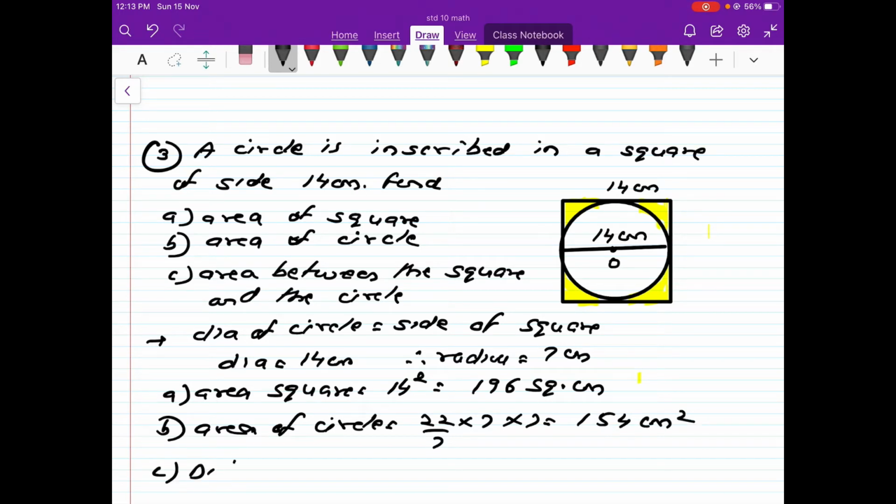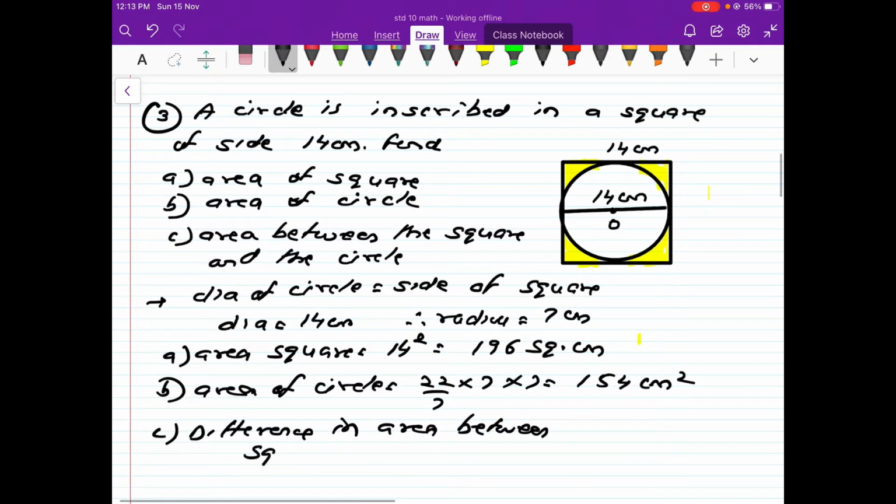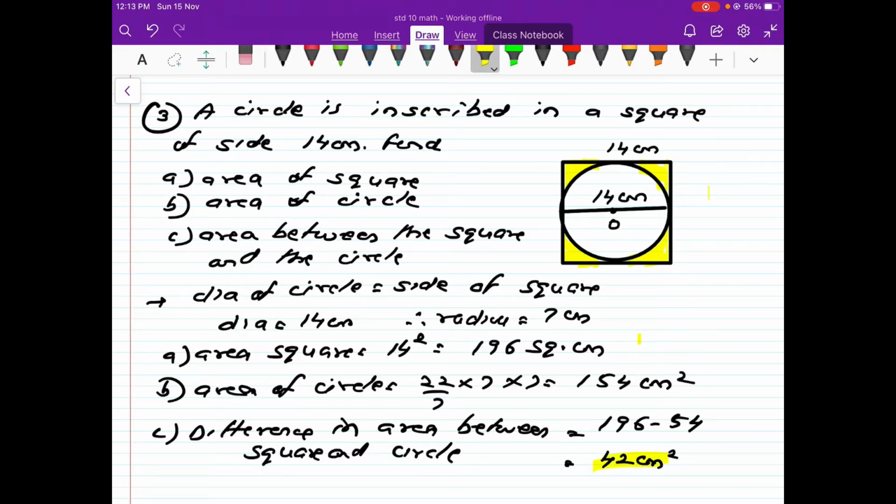Now we want the difference in area between the square and the circle. So we simply have to subtract this. So this is 196 minus 154, so it is 42 centimeter square. So that's the answer, 42 centimeter square.